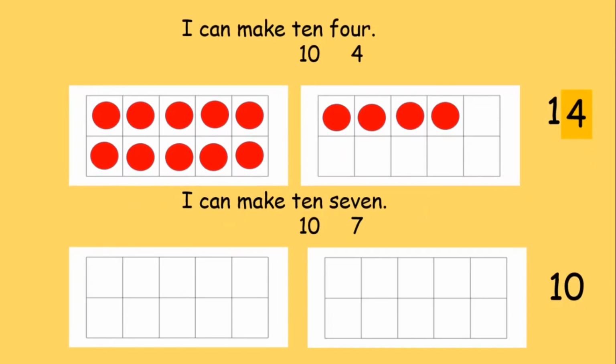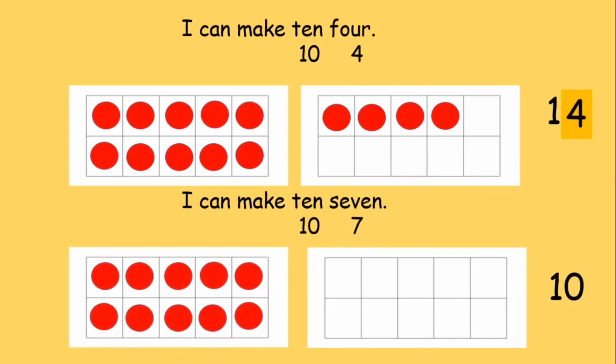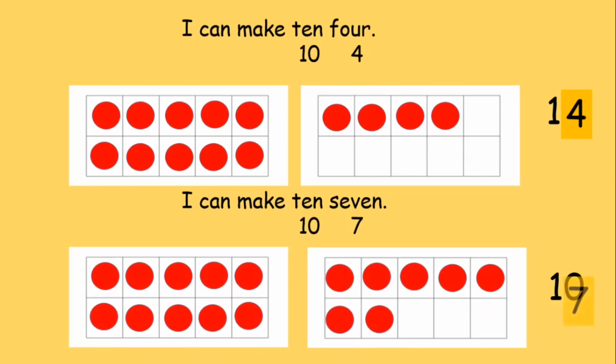Excellent. I can make 10, 7. Well, I need my 10. And how many more? 7 more. 1, 2, 3, 4, 5, 6, 7. And that's what 7 looks like in a 10 frame. 10, 7. What is 10, 7? Well, if you said 17, you are right. 10, 11, 12, 13, 14, 15, 16, 17.